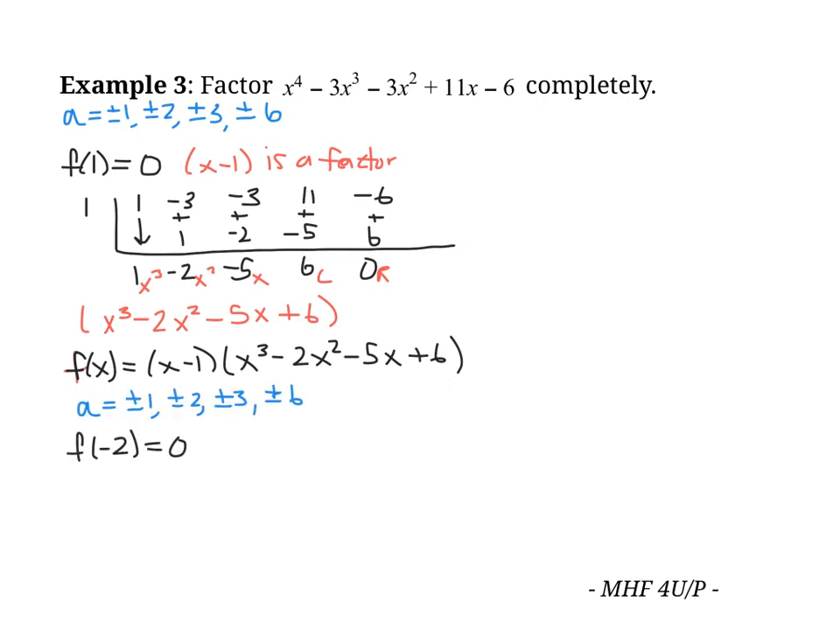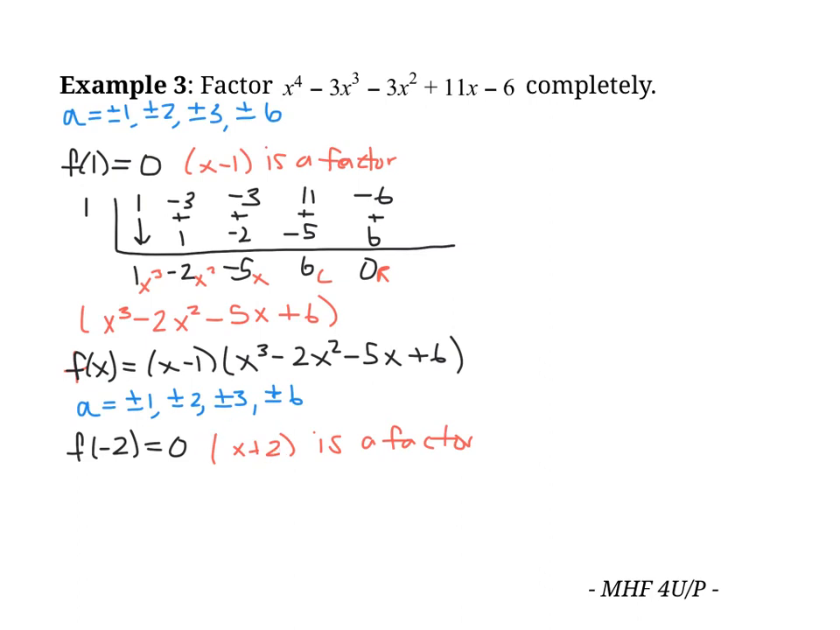A reminder, here's what our a values could be. I tried -2 and I got 0. Woohoo! Maybe you tried something else and got 0. Amazing, you found a different factor. So what I proved is that x plus 2 is also a factor. x plus 2 is not only a factor of our big polynomial, it's a factor of this one right here. So let's find another factor.